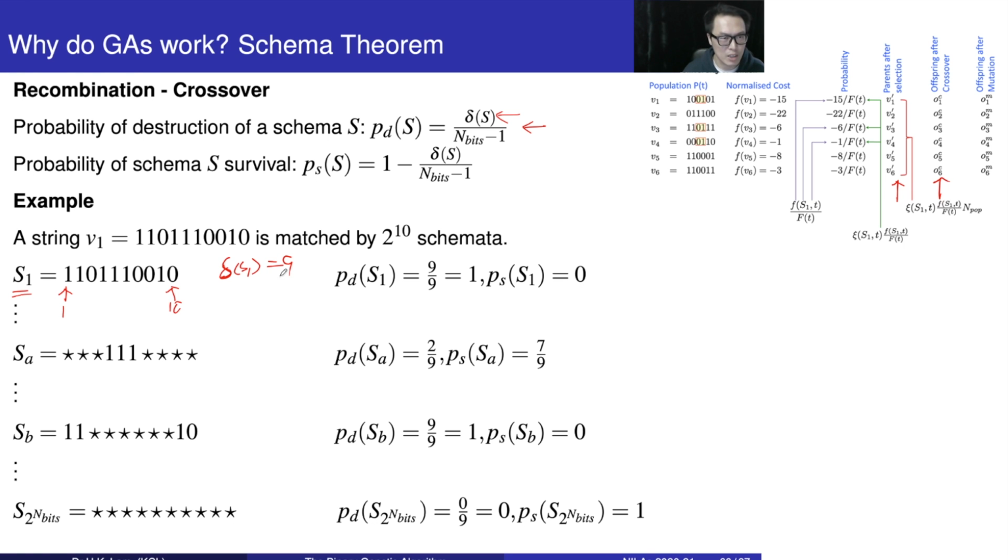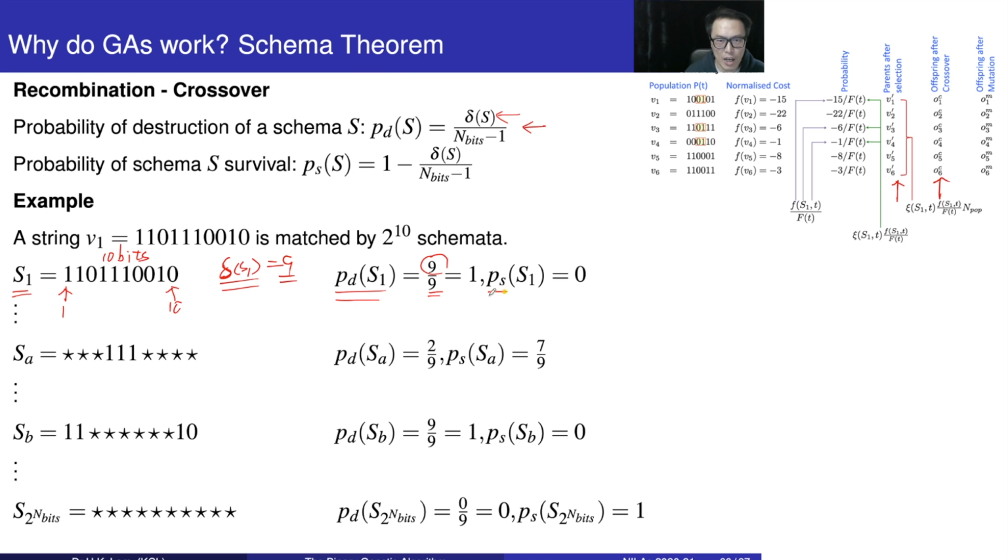10 minus 1, that is l. So this line that is coming from here. N bit, we have 10 bits right here. So 10 minus 1, that is l. It just tells you that if we are going to have this schema at this point to perform crossover, or right here as the parent to perform crossover, 100% this S1 will be destroyed.